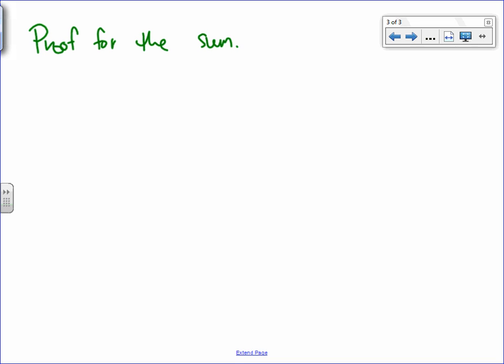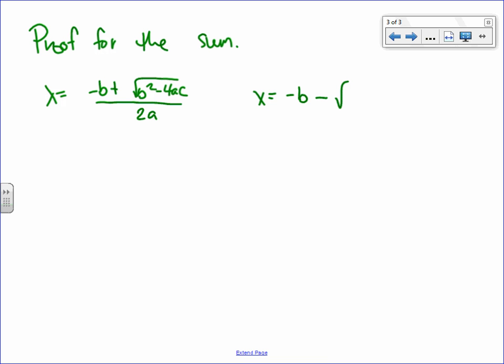So the sum of the roots. So the sum, remember, sum means add. Okay, so if I look, my first root is going to be x equals negative b plus the square root of b squared minus 4ac all over 2a. So that's my first root. And then the second root is going to be x equals negative b minus the square root of b squared minus 4ac, all of that over 2a. So I'm going to add these two roots together.